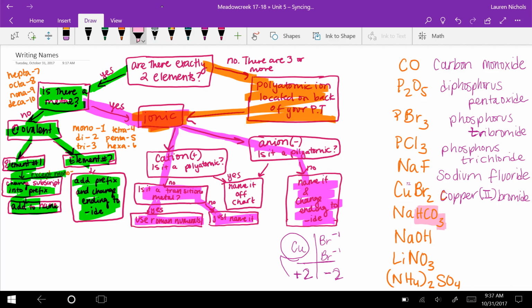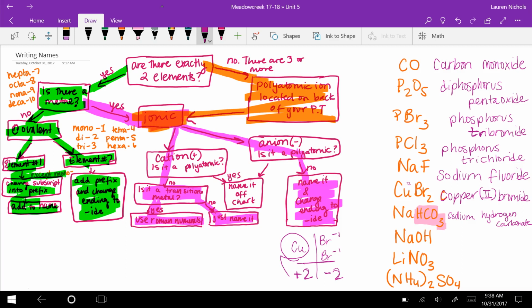And the more that you use your polyatomic ion sheet, the more you'll begin to recognize them. But HCO3 is also called hydrogen carbonate or bicarbonate on your periodic table. And we know that Na is sodium and not a transition metal, so it has sodium hydrogen carbonate, which is often sometimes called sodium bicarbonate or baking soda.